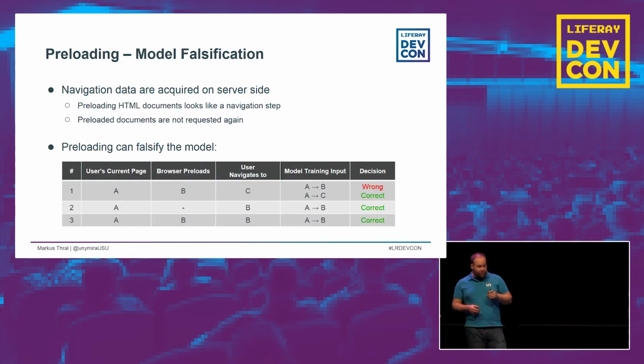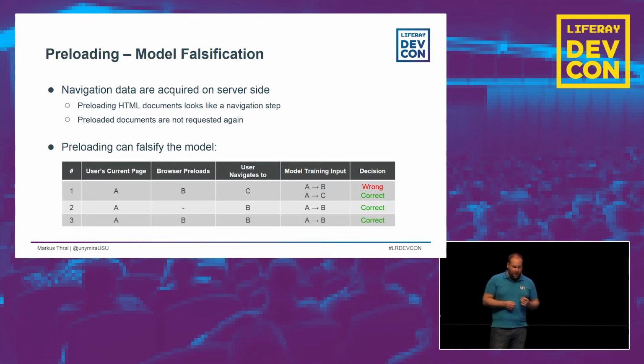Why can't we preload the HTML documents? The navigation data which are used for training the model are acquired on server side. For the server, preloading an element, for example an HTML document, is seen like a site is requested, a typical navigation step. And also, if a document is already preloaded by the browser, it lies in the cache and isn't requested anymore from the server. So we don't see this.